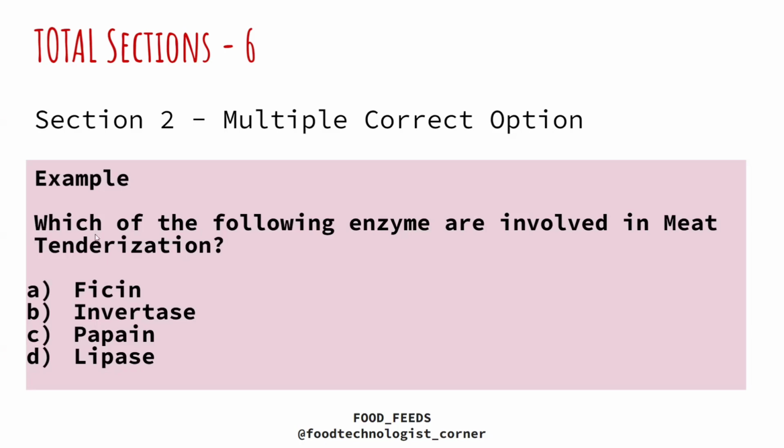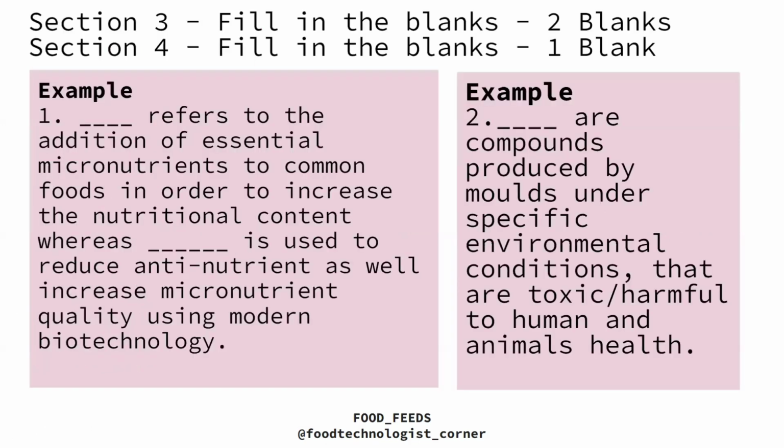Here the question is, which of the following enzymes are involved in meat tenderization? The options given are ficin, invertase, papain, and lipase. Definitely ficin and papain are used for meat tenderization. So for this question, you have to mark A as well as C, then you will get the whole marks. Moving on to the next question.